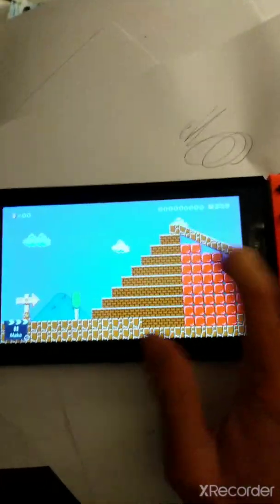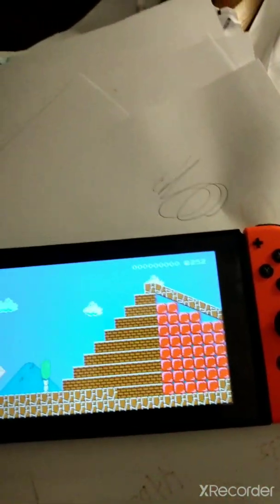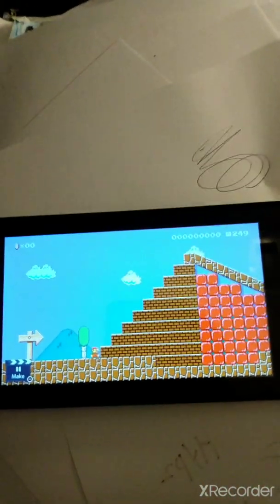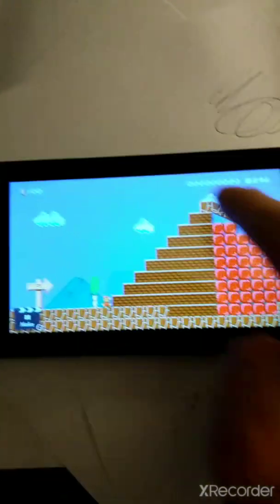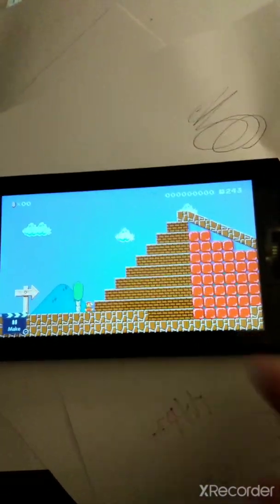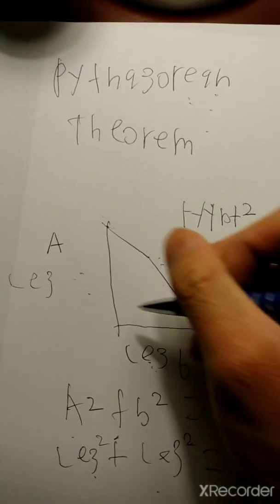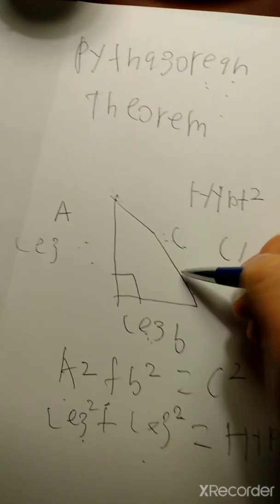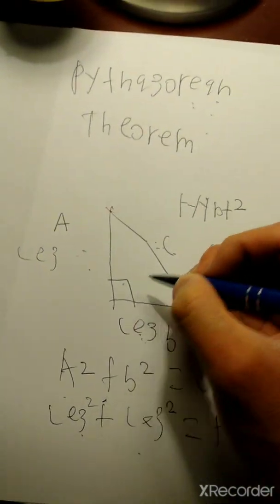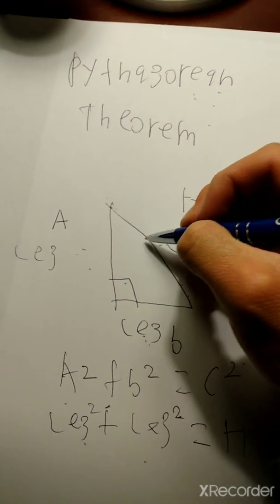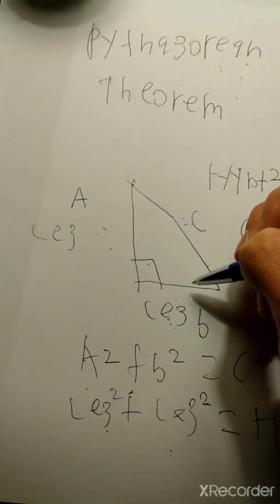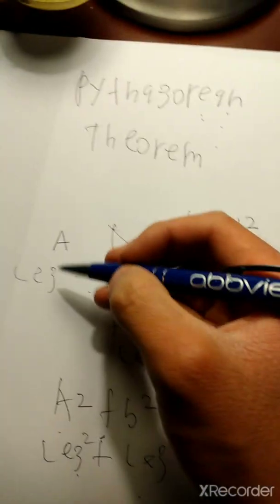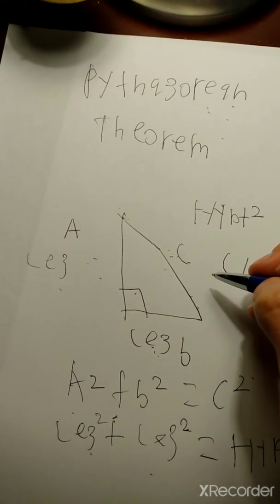So here's an example of a hypotenuse in Super Mario. That ramp at the bottom right there is going to be the hypotenuse, and it is going straight down. It's not touching the right angle. The two legs are going to touch the right angle. One of the ways to identify a hypotenuse is to ask, is it touching the right angle? If it is, then it's a leg. If it's not, it is the hypotenuse. Here we go.